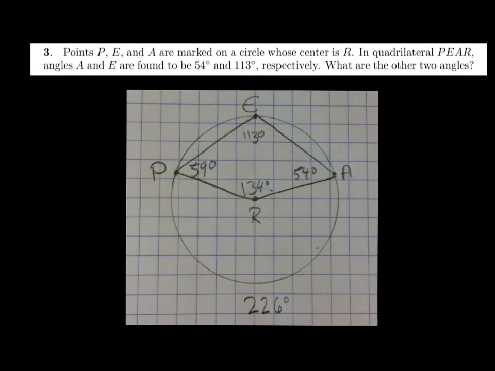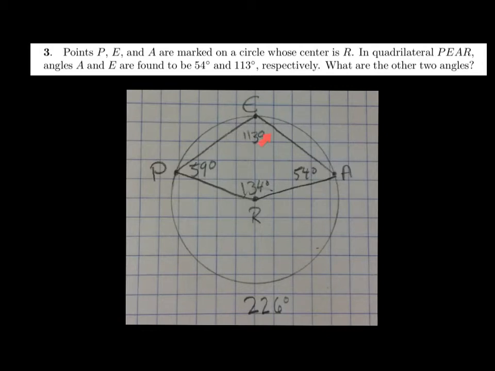Points P, E, and A are marked on a circle whose center is R. In quadrilateral PEAR, angles A and E are found to be 54 degrees and 113 degrees, respectively. What are the other two angles?